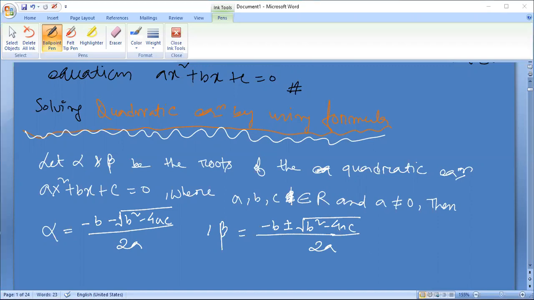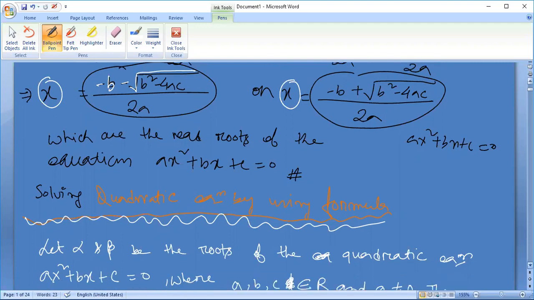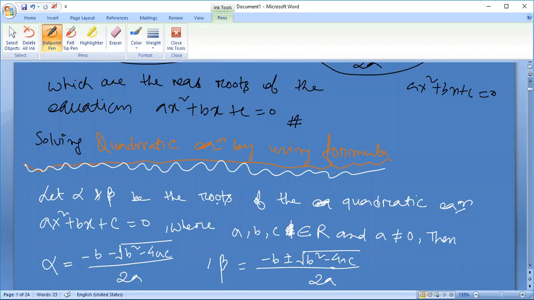Now see, we have already found that this is the formula for finding the solution. Yes or no? Minus b minus root over b squared minus 4ac by 2a, or minus b plus root over b squared minus 4ac by 2a. These are the two solutions, because this is a quadratic equation, so we have only two solutions. Now, if we let alpha and beta be the roots of the quadratic equation, then alpha and beta will be the values of x for which this equation will be satisfied. Yes or no? Yes.